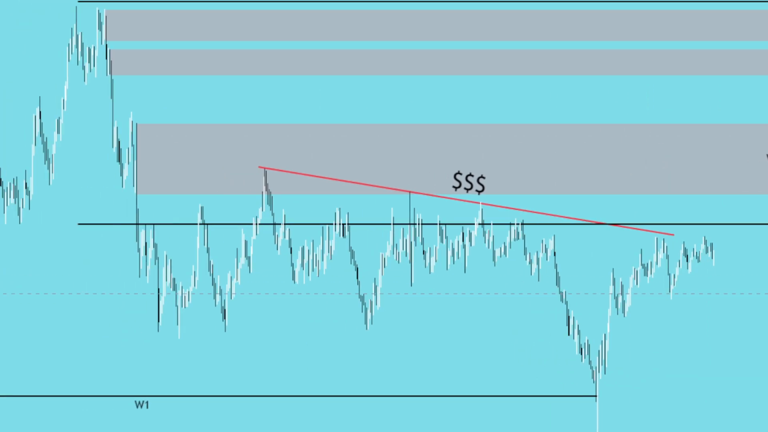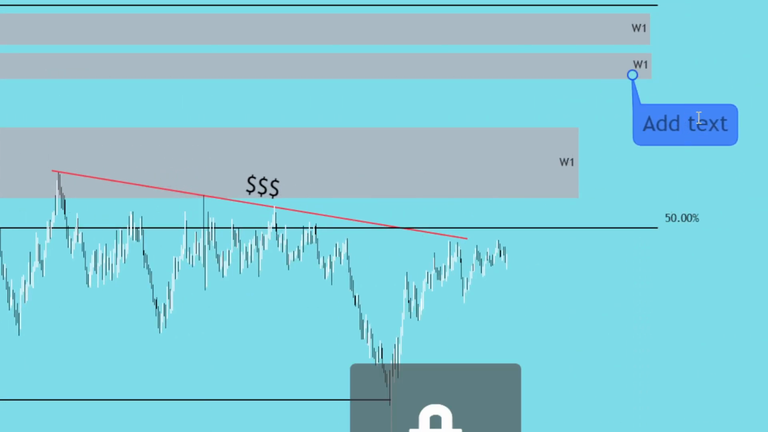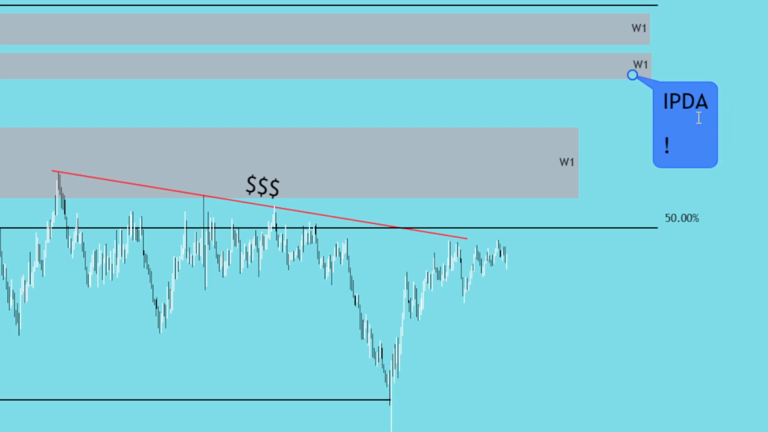So my overall anticipation for GBP CAD is for higher prices up to at least this POI up here, in line with the overall IPDA characteristics. So quickly, if I bring your attention to IPDA, the Interbank Price Delivery Algorithm, right? What does IPDA actually seek? Well, IPDA seeks two things, right?